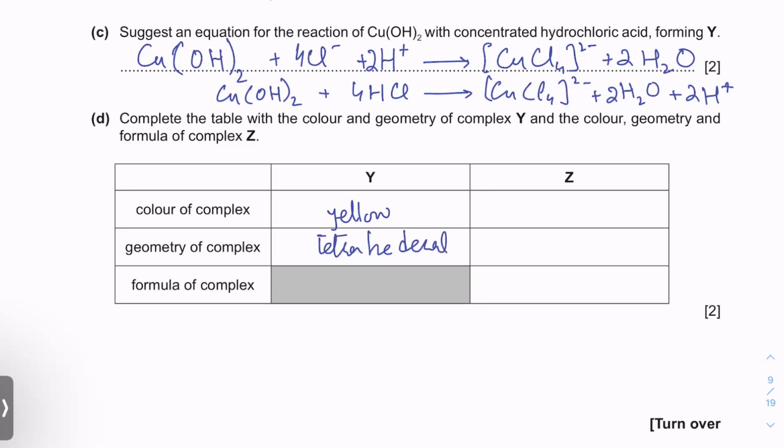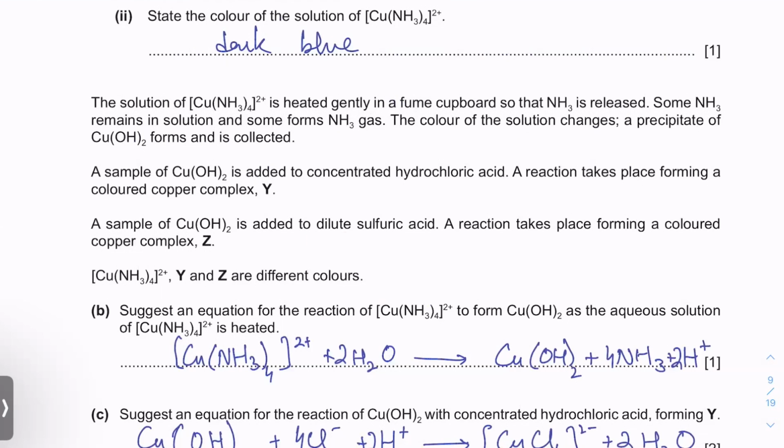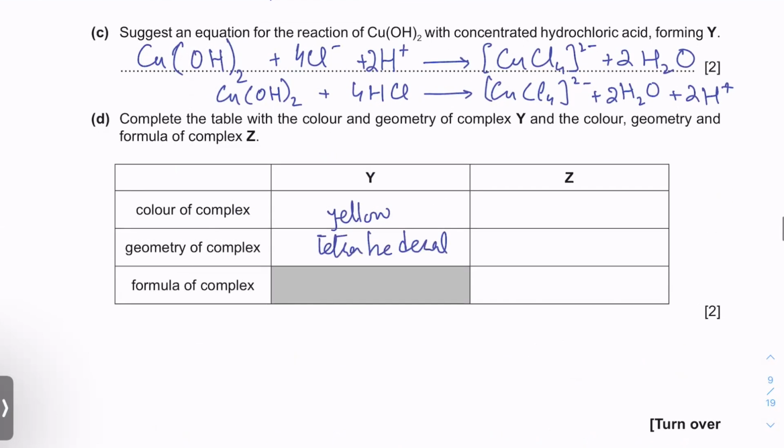Okay, we have already written the formula. And color of Z kya hai? Dilute sulfuric acid. अब sulfate तो नहीं बनाता तो definitely water ही होगा. So copper hydroxide will form blue precipitate, या blue precipitate से वो light blue solution बना है. ठीक है. And geometry is going to be octahedral. And you're going to basically get copper with 6 water, plus 2.